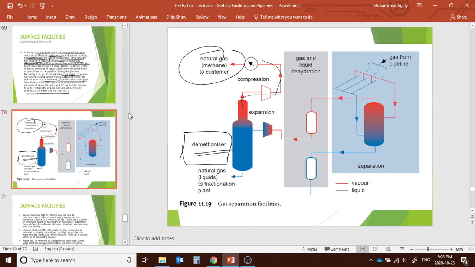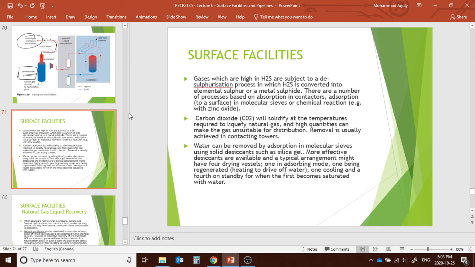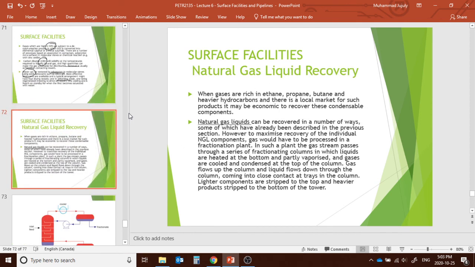Okay, so the gases which are high in hydrogen sulfide, we need desulfurization. Those with high carbon dioxide, we have to remove it. And water can be removed either by adsorption or by absorption techniques. So remember all these.